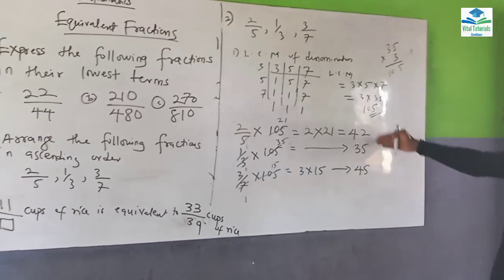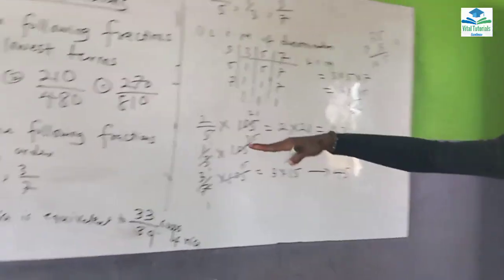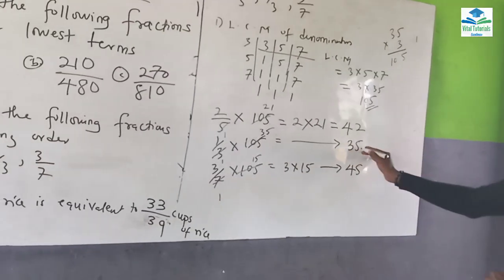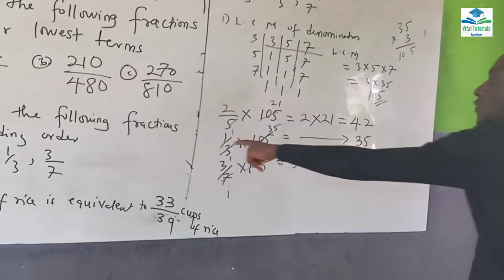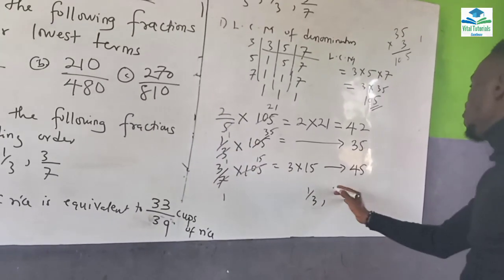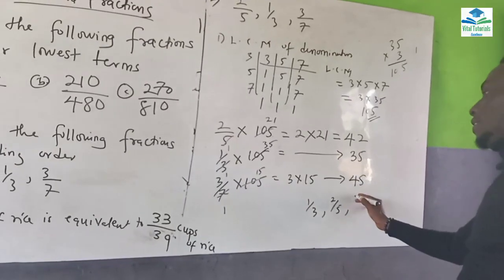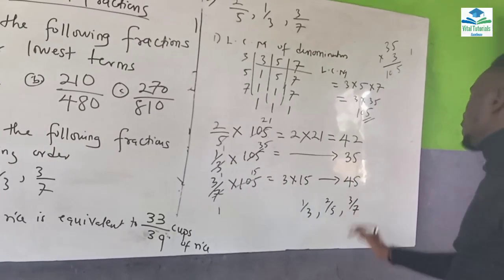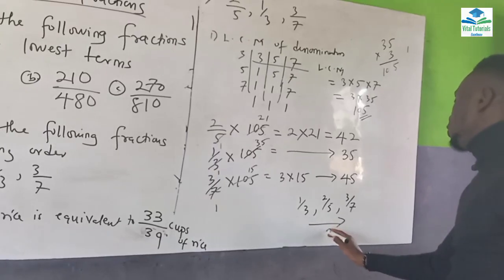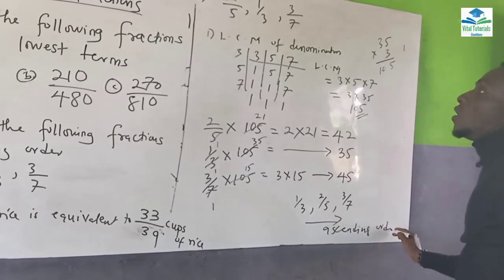Now, from here, we're going to look from the smallest to the biggest, ascending. The smallest number here is 35. Therefore, that's for 1 over 3. Then 1 over 3 will come first. Second one is 2 over 5. While the third one is 3 over 7. So this is how you arrange the fractions in ascending order.